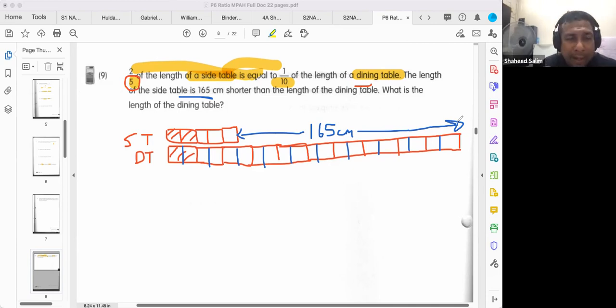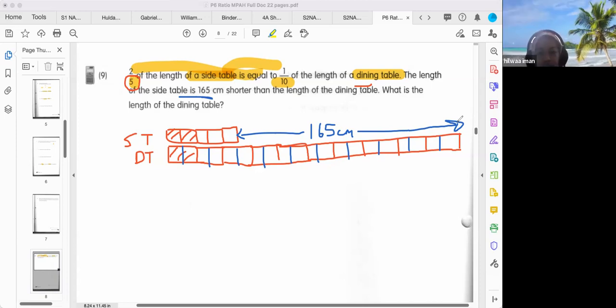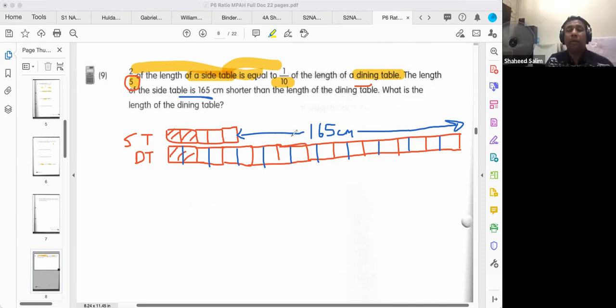Did you find one part? How much is one part? What is one part? 165 divided by 10. But you must count on here. The difference is how many units?